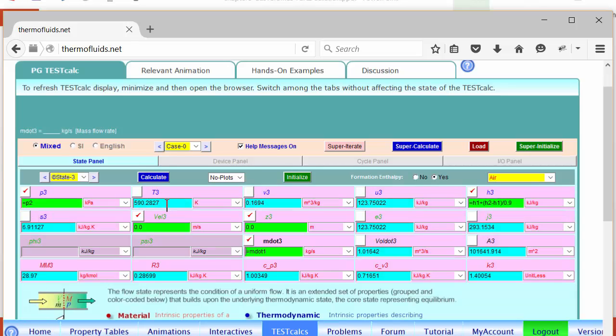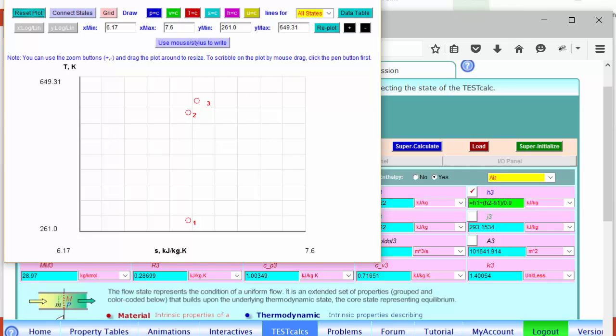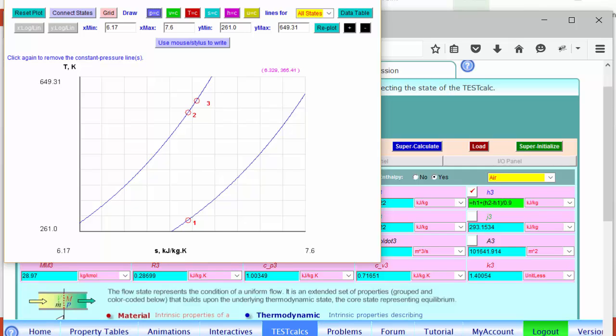So we got a calculation, yes, we got the same answer as the manual answer, but to verify, to check the consistency, what we should do is do a TS diagram, draw the constant pressure line by clicking on the P equals constant button, and then we can see that 2 and 3 must be on the same pressure line, the 1000 kPa line, and state 1 should be on a different pressure line, the 100 kPa line.